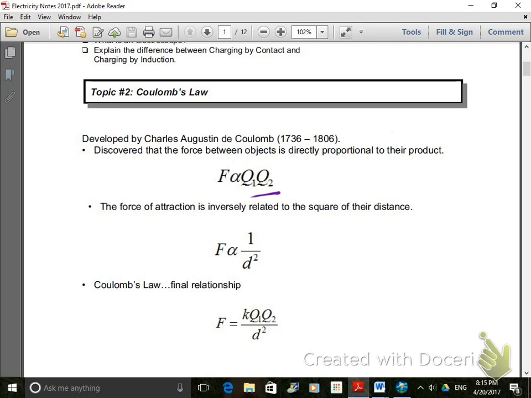Now the other relationship he looked at was the distance. So here, again, this symbol means proportional. So this means that we are inversely proportional to the distance. And this is a huge factor. It's a greater factor than actually the charge because we are squaring that, so it's an exponential relationship. So that exponential relationship between force and distance has a huge impact on attractive and repulsive forces.